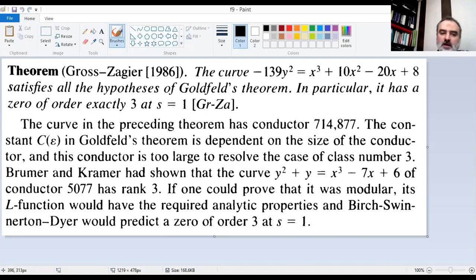Now, Brumer and Kramer showed that this elliptic curve, y squared plus y equals x cubed minus 7x plus 6, whose conductor is 5077, has rank 3. If you could show that it was modular, and remember, we are talking about 1986, before Wiles' theorem, then we would have an elliptic curve with a small conductor to do the class number 3 computations for imaginary quadratic fields.